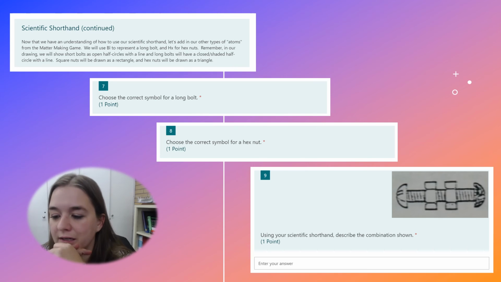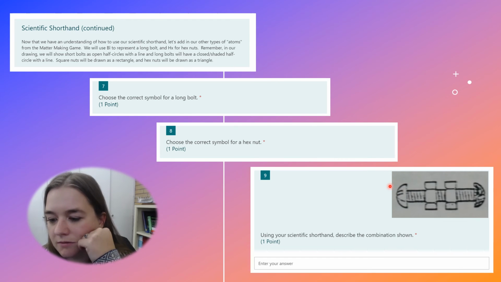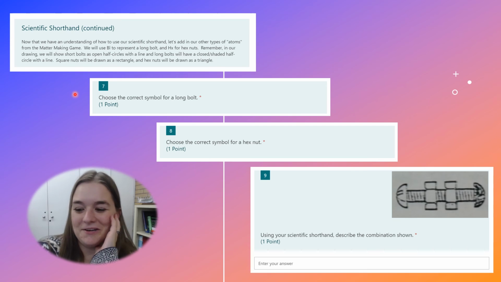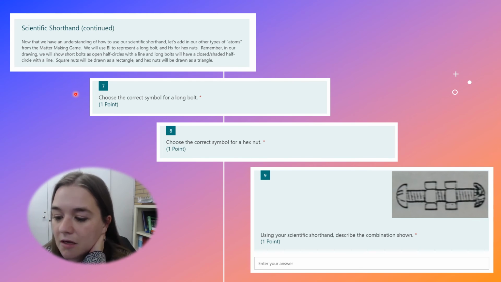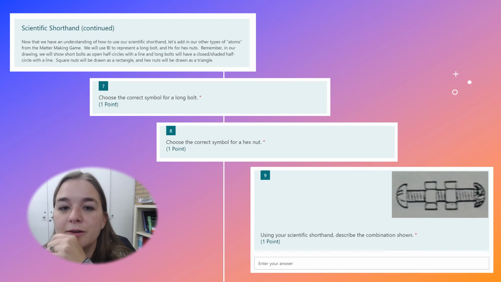So that picture there, I see, let's go to my little pointer here. I see a short bolt. Sorry for the interruption there. Let's see, we have a short bolt. I see a hex nut. I see another hex nut. And then I see a long bolt. That one's shaded in. So my pieces are a short bolt, 2 hex nuts, and a long bolt. So I need to use that scientific shorthand to write in my combination. Pause the video now, do your best, and then check your work in just a second here.